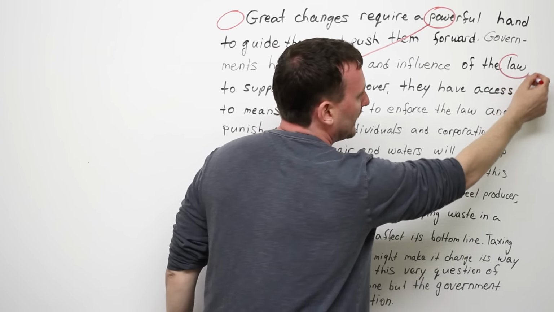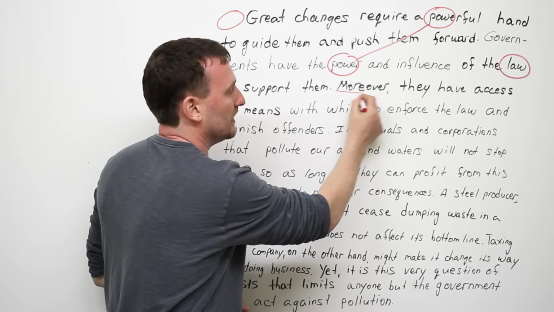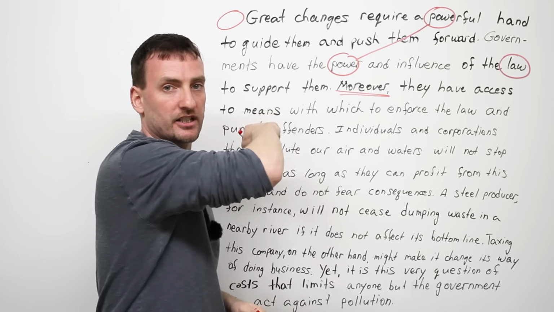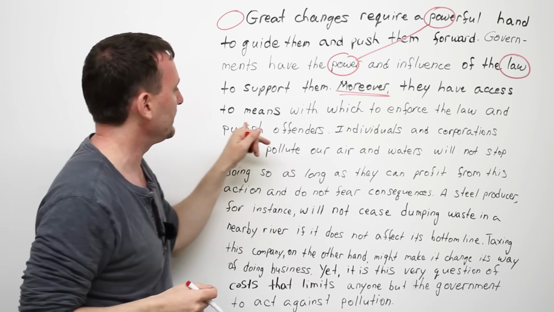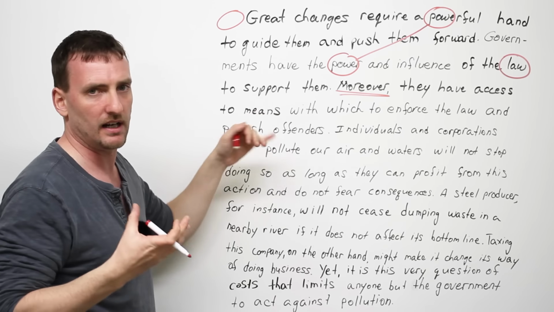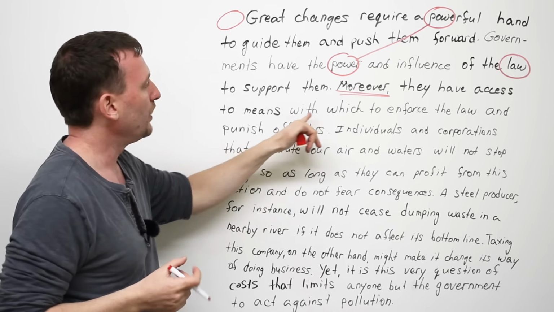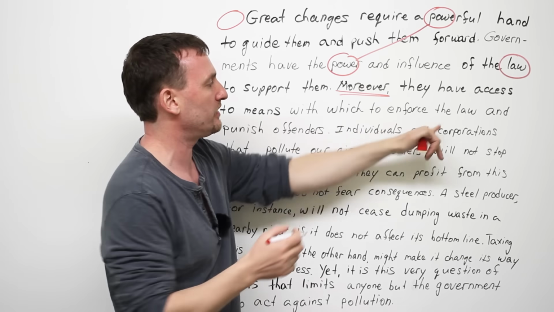Where does their power come from? It comes from the law. Influence of the law to support them. Moreover, now, I'm not going to a new idea. I'm adding to this idea that I just mentioned. They have access to ways of doing things, with which to enforce the law.